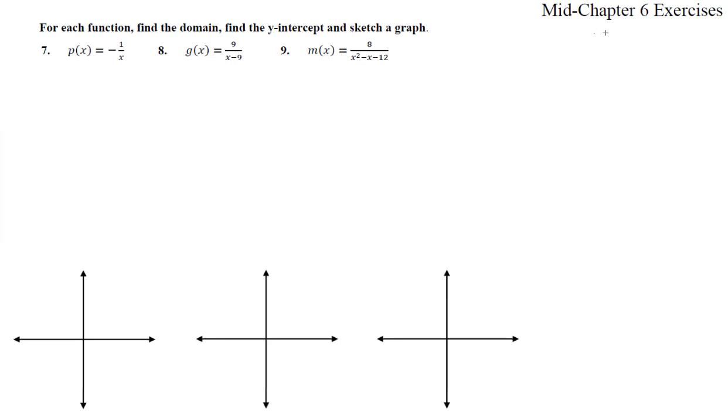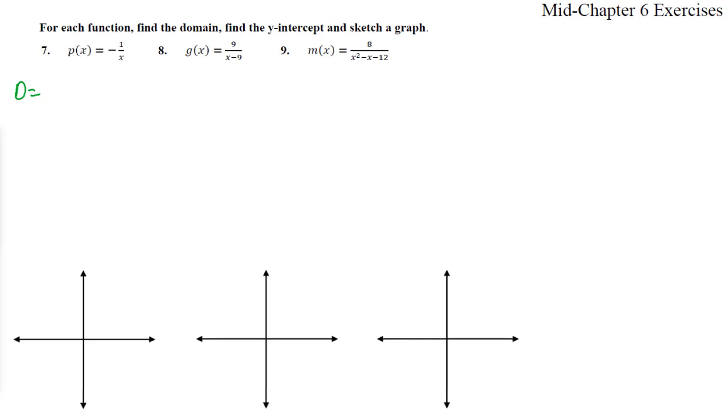Here we are in mid-chapter 6 exercises number 7 through number 9. It says for each function, find the domain, find the y-intercept, and sketch the graph. So we start off with domain.